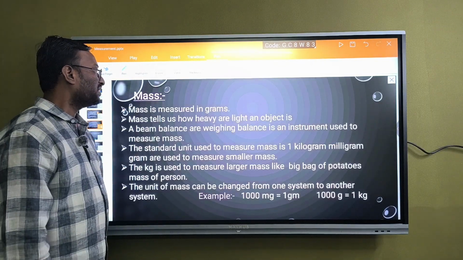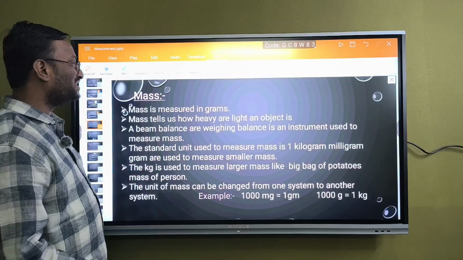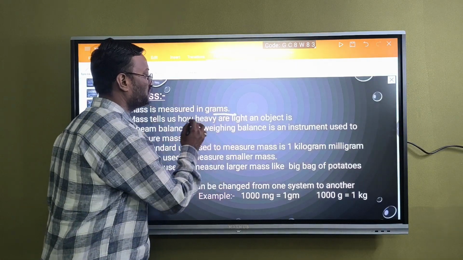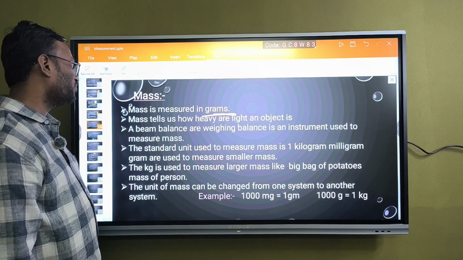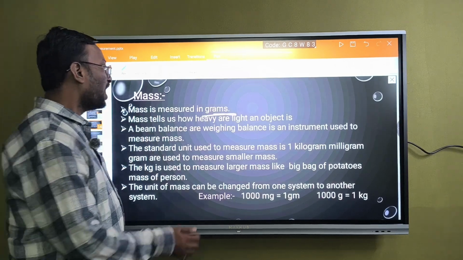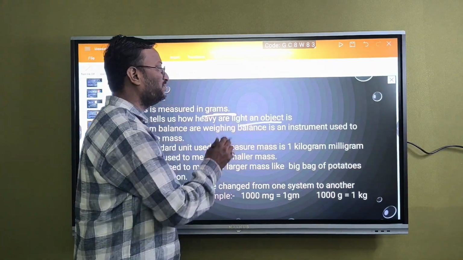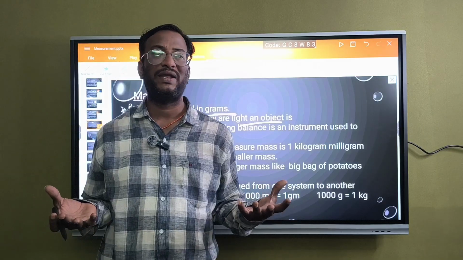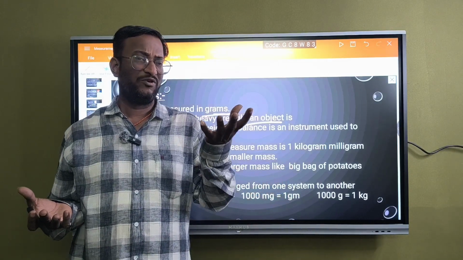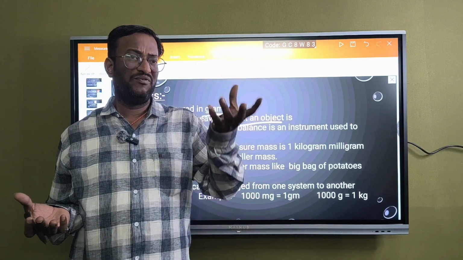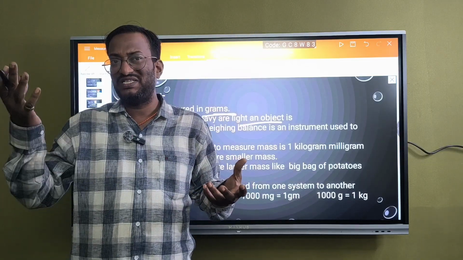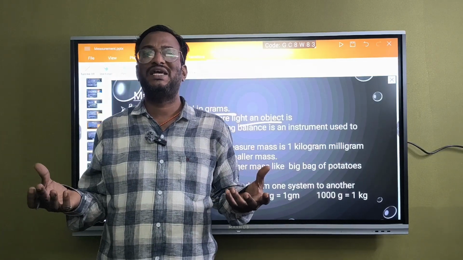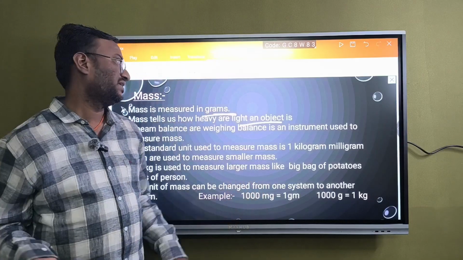Next topic is mass. Mass is measured in grams. How are we going to measure mass? In terms of grams. Mass tells us how heavy or how light an object is. The mass will give you an idea of how heavy. If mass is more, if it is more kgs, the body is heavy. If it is in less kgs or if it is in grams, it says that it is a lighter one.